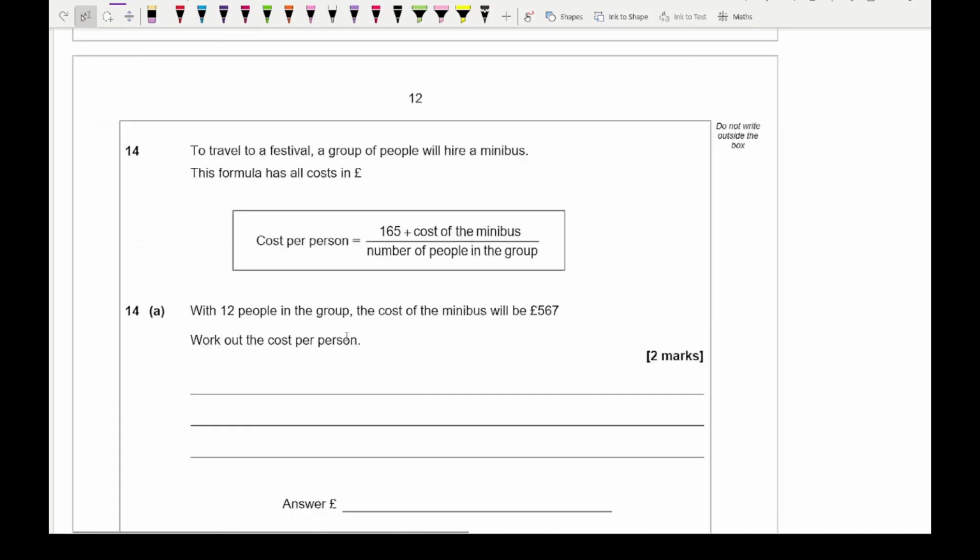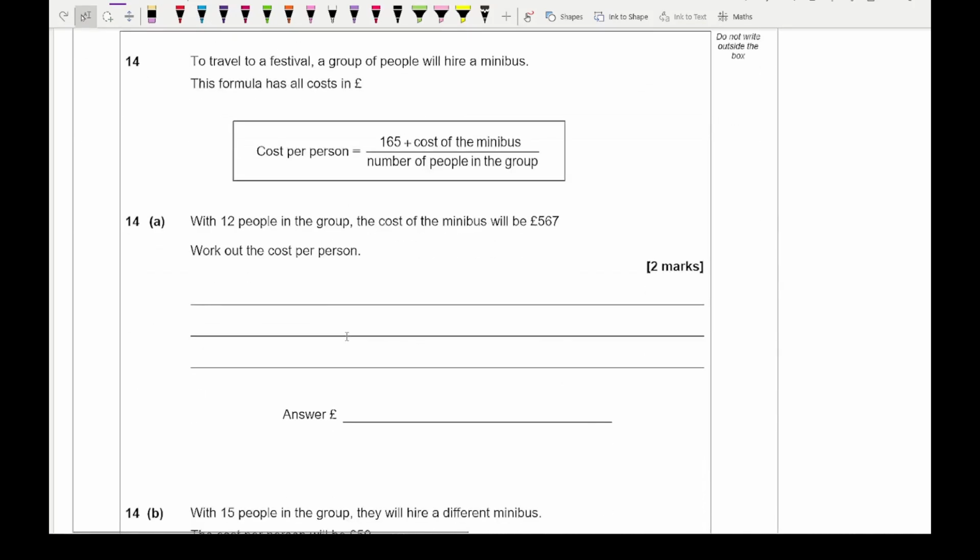Then continuing on to question 14, it says to travel to a festival, a group of people will hire a minibus.